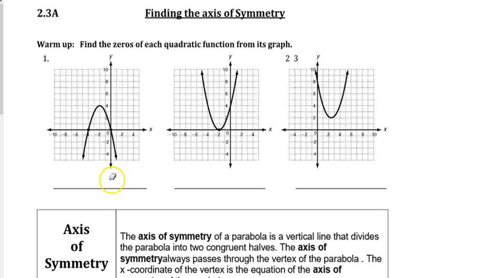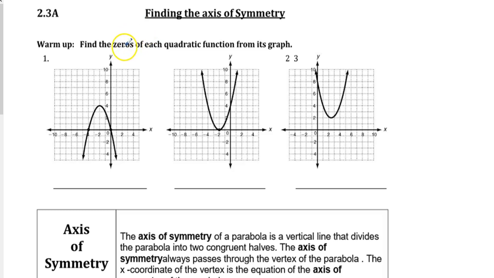In this recording, we're going to learn about something called the axis of symmetry. As the name implies, the axis of symmetry is a line of symmetry that cuts the parabola in half, divides it right down the middle. And it's related to these zeros.